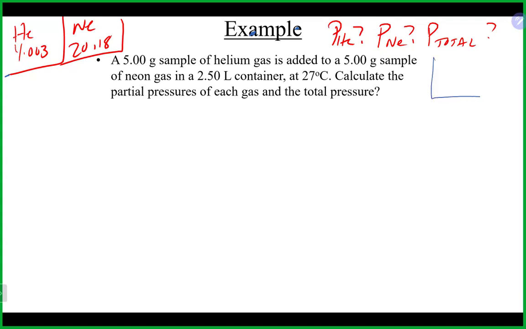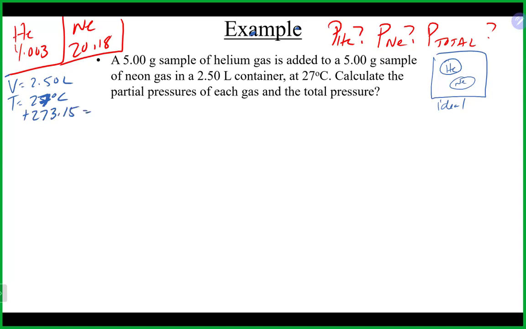Again, here in this situation, we basically got a container where we have helium flying around. We got some neon flying around in the same container. Because we assume ideal conditions, we're going to assume that they're really not going to interact with each other. So we could almost just think of them as being in there by themselves. The volume for everybody will be the same in this case, 2.5 liters, as they're in the same container. Their temperature will also be the same, 27 degrees Celsius.